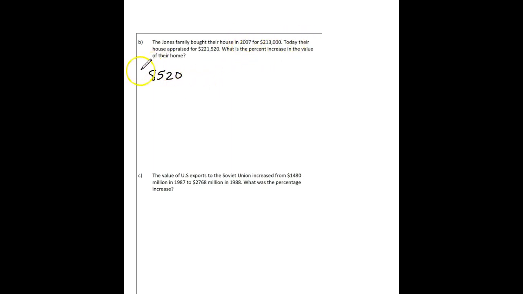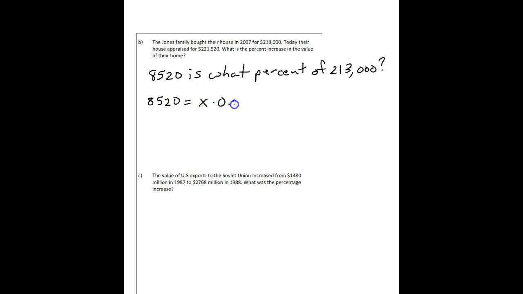Okay, so we want to know this increased amount is what percent of the original value. So which one is the original value? Well, that's the $213,000. So go ahead and set up an equation, and then simplify. You know how to do this.